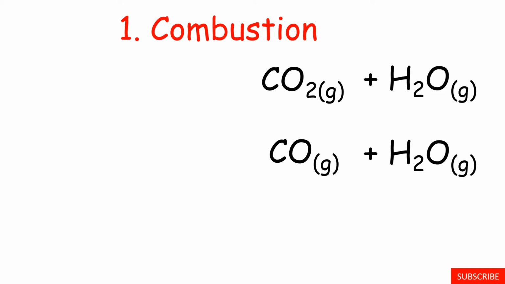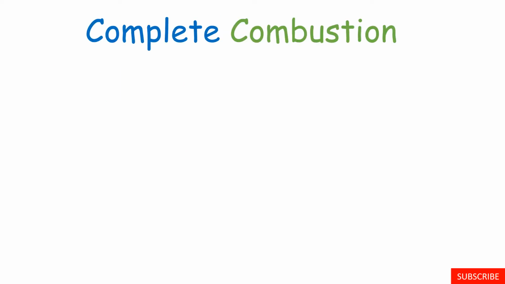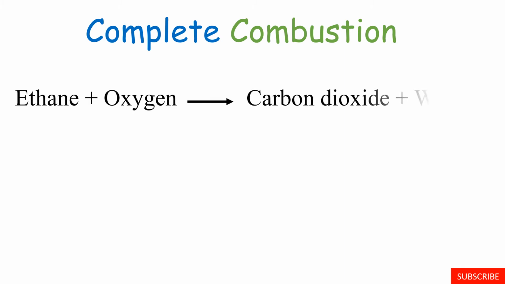The type of reaction whenever carbon dioxide is formed will be called complete combustion because we have fully oxidized the carbon to carbon(IV) oxide. However, the second type of combustion will be incomplete combustion, where we shall have carbon(II) oxide, carbon monoxide, being formed. Let's have an example of complete combustion using ethane as our member from the alkane family.